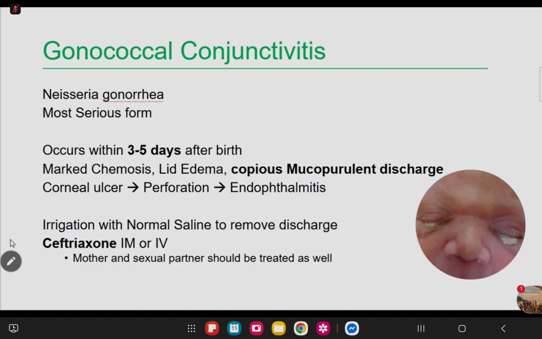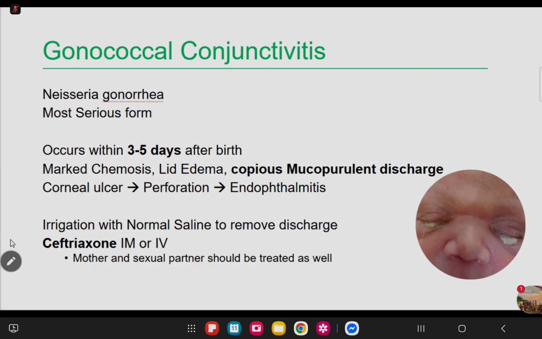eventually endophthalmitis. So if you note very copious mucopurulent discharge from a baby, you have to really suspect a gonococcal etiologic agent. It is not the typical discharge that babies have. It's really copious, so think of gonococcal conjunctivitis. Irrigation with normal saline to remove the discharge is a must. Since it's very copious, you have to prevent corneal perforation or corneal ulcer formation.